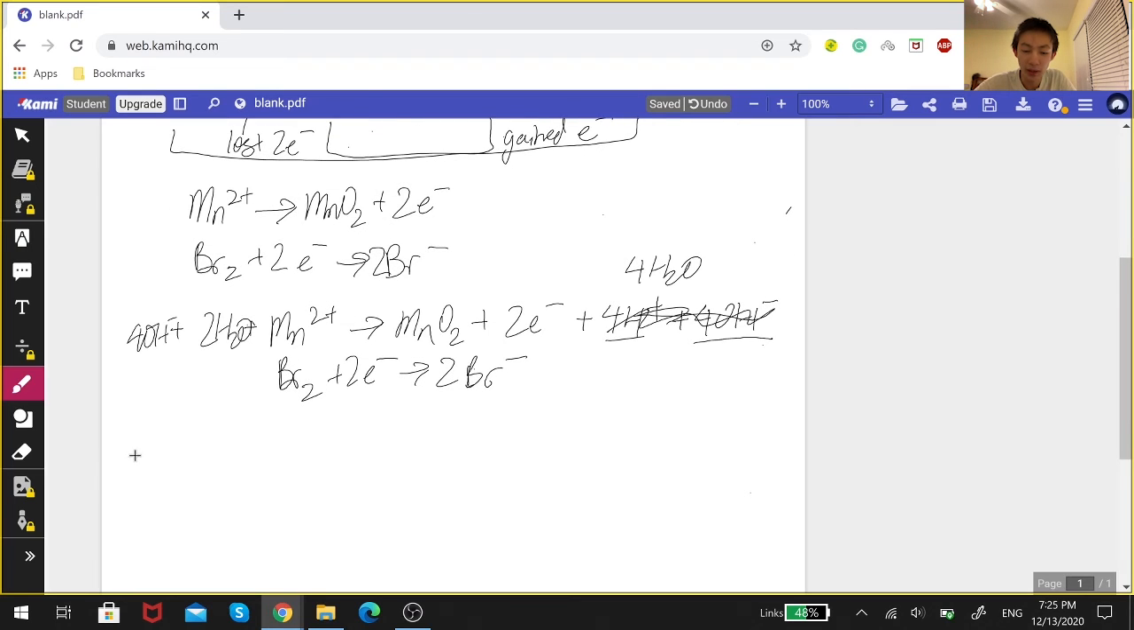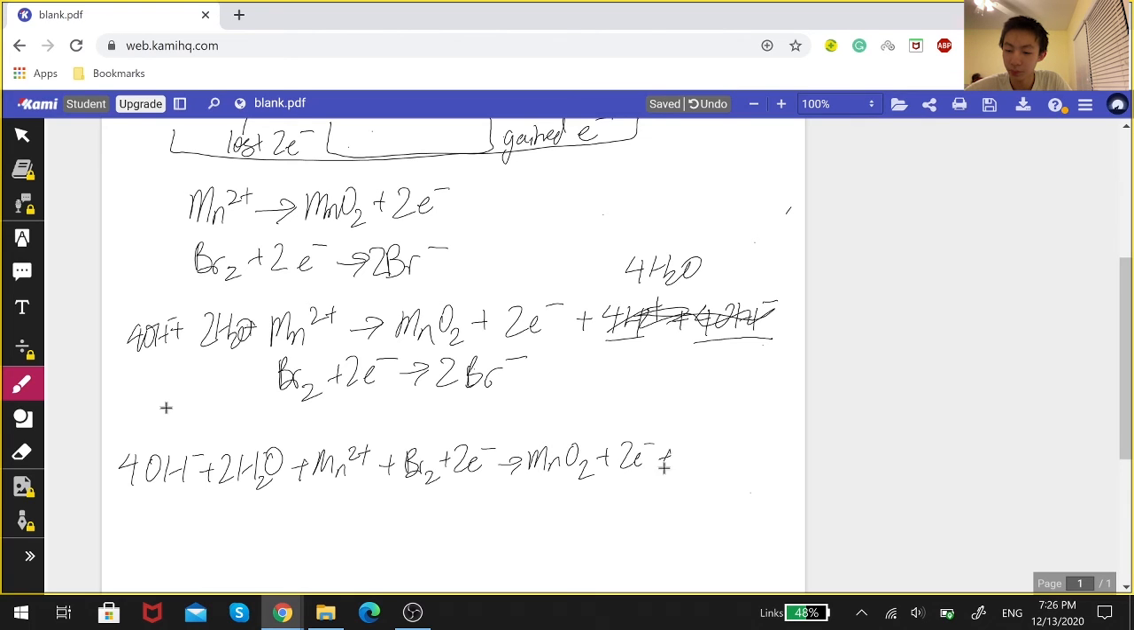Now, let's write all the reactants and all the products out like what we did. Plus 2 H2O plus Mn2+, that's the first part, and then we add the second part, Br2 plus 2 electrons, and that yields the first part plus 2 electrons plus 4 H2O plus 2 Br minus. Now we delete everything that we can. We have 2 electrons over here, 2 electrons over here, and look, 4 H2O versus 2 H2O. So we can delete this and turn this 4 into a 2. We got rid of 2 H2O from here. So now we have 4 OH minuses.